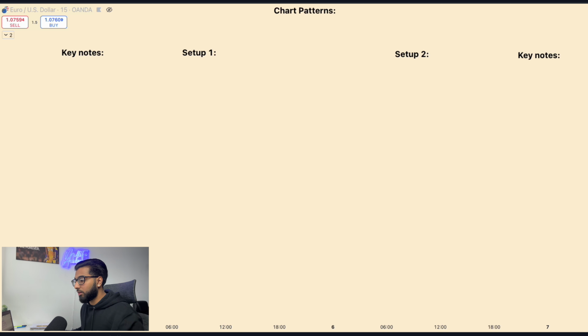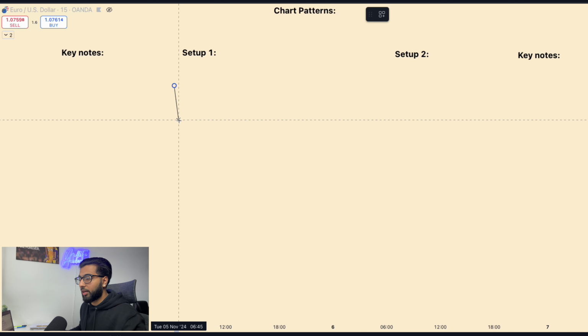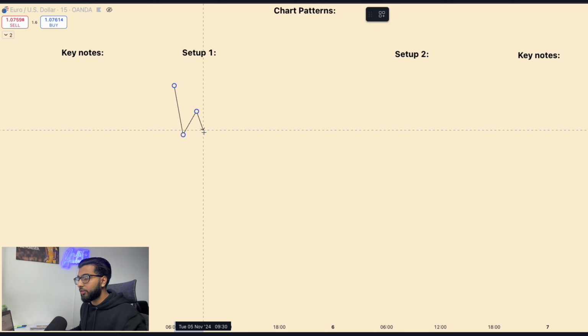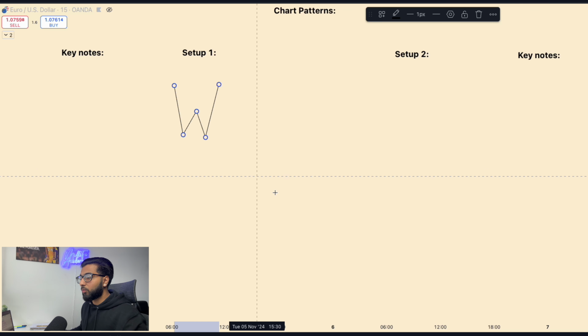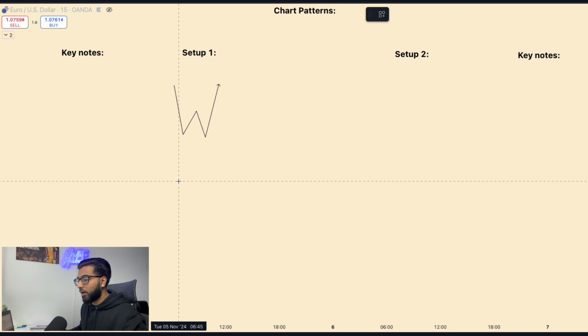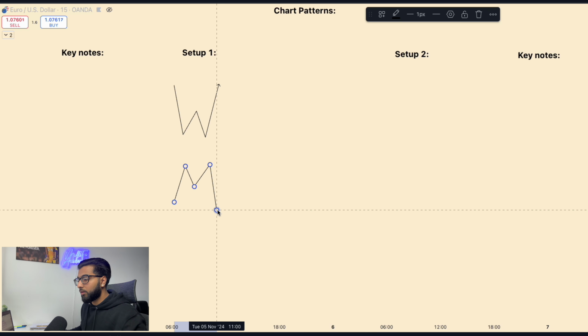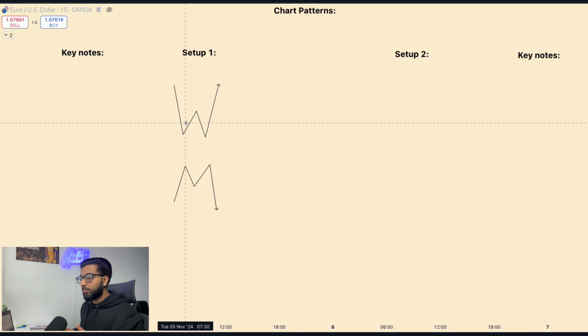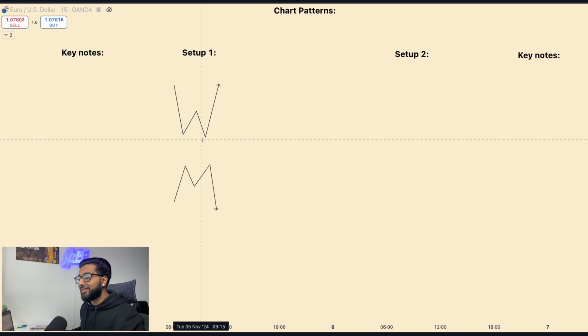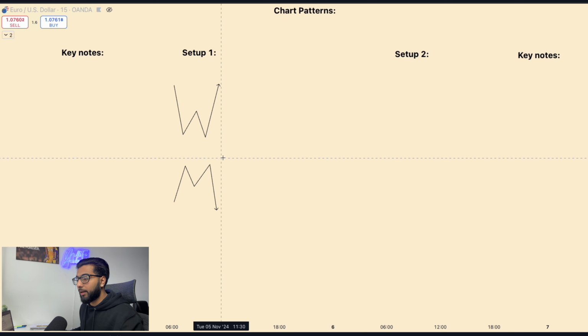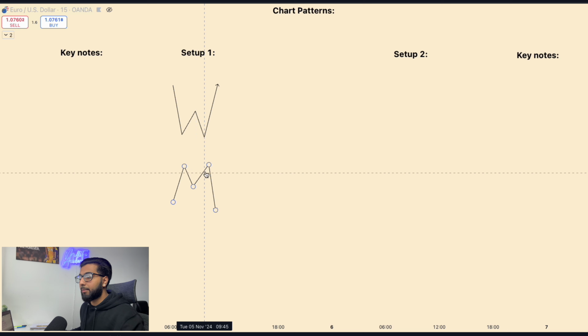So the first setup we're going to look at is called a double top or double bottom, okay? And simply what it looks like, right? It's like a W. So that's one method, one way. And the other way is like this, okay? And they're very similar to each other. The reason why we call it a double top and double bottom is because price retests the same price or the same area twice, causing a W and an M formation, okay?